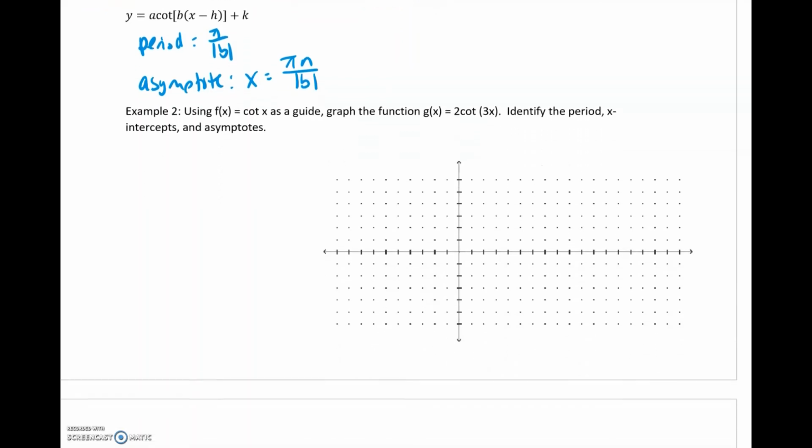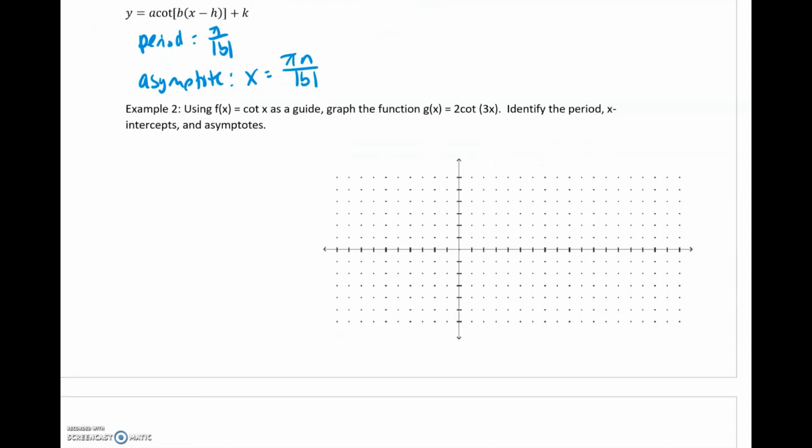So if I want to graph this example 2, we're going to graph g of x equals 2 times cotangent 3x. I'm going to find the period, identify the x-intercepts and the asymptotes, and again, we always want to graph 2 full periods. So what's nice about this is you'll realize, hey, there's no phase shift. No phase shift means we're going to start at 0. So that means my first asymptote will be x equals 0. And I'm kind of jumping the gun here because we also need to know the period. So let me do that next. So the period is going to be pi divided by the absolute value of b. So that's pi over 3.